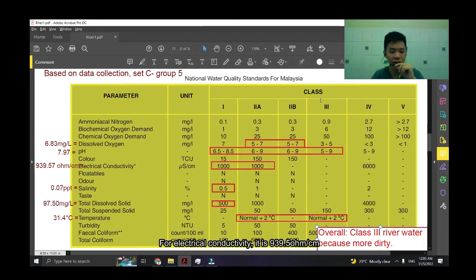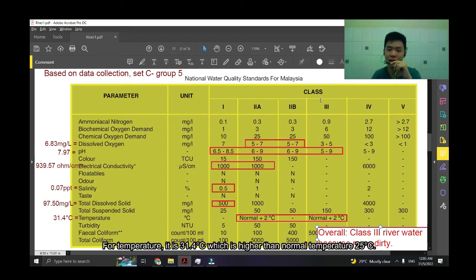For electrical conductivity, it is 939, within the range of class 1 and class 2A. For salinity, it is 0.007 ppt, equivalent to 0.07 mg per liter, so it is within the range of class 1, which is good. The total dissolved solid is only 97, far below the range of 500 for class 1. For temperature, it is 31.4°C, higher than the normal 25°C, so it is under class 2 until class 3.